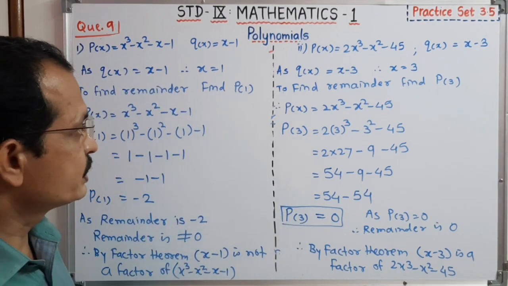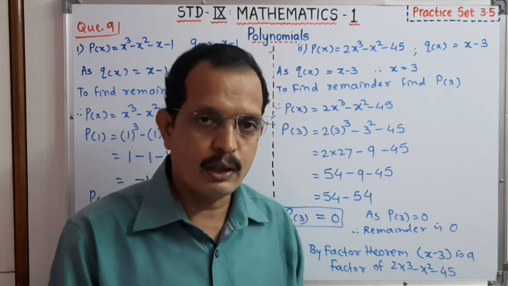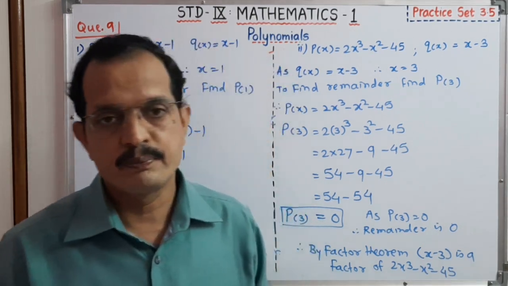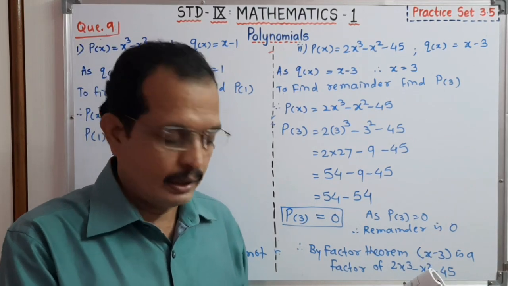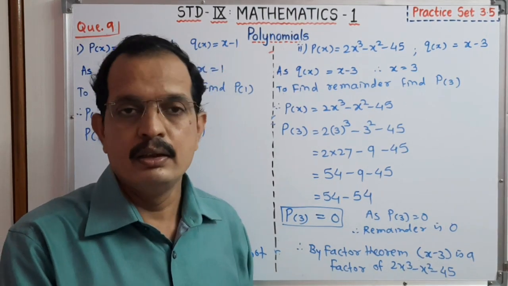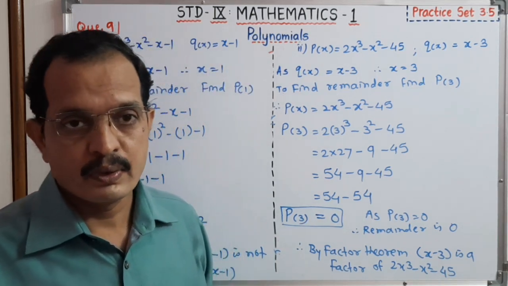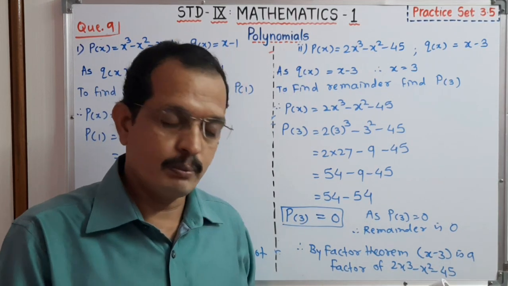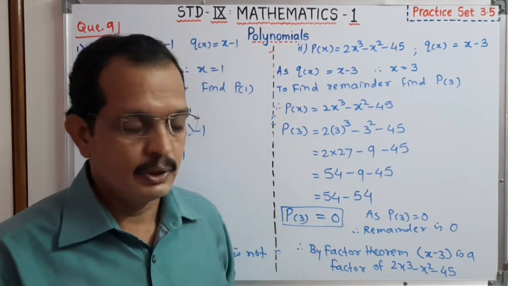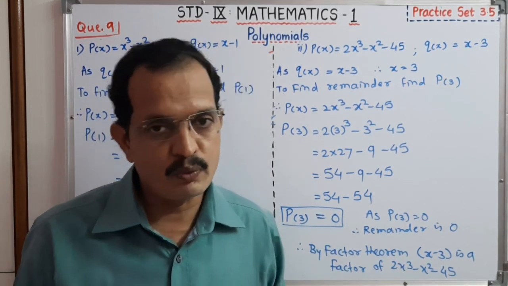Now, dear student, in this practice set 3.5, there are total 13 questions given. But this year, question numbers 10, 11, 12 and 13, these 4 questions are reduced for this year only. Questions 10, 11, 12 and 13 will not be asked in the exam. Therefore, here we completed practice set 3.5.